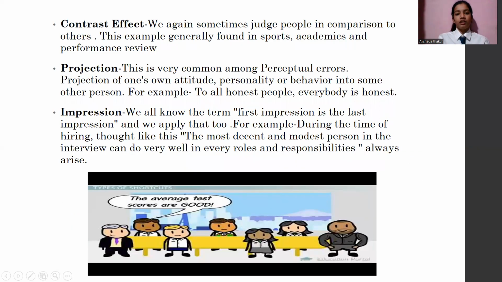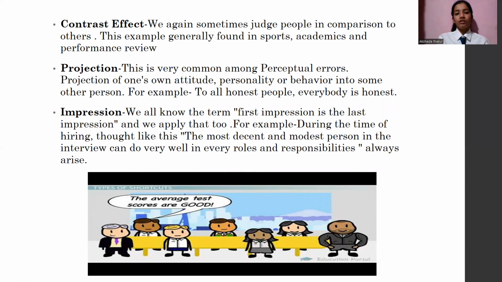Contrast effect. We sometimes judge people in comparison to others. This is generally found in sports, academics, and performance reviews. Projection. This is very common among perceptual errors. Projection is putting one's own attitude, personality, and behavior onto other persons. For example, to all honest people, everybody is honest.